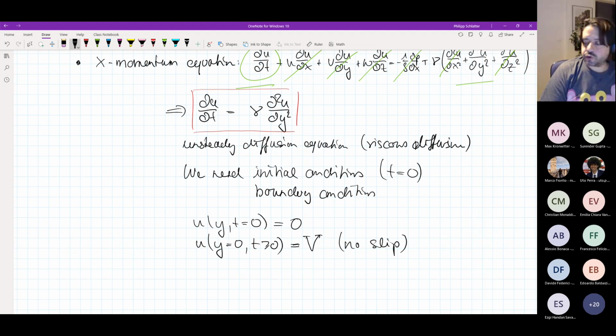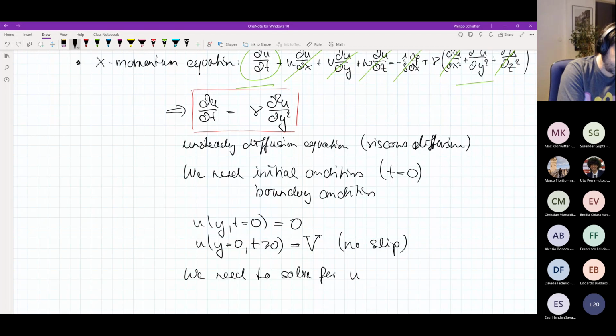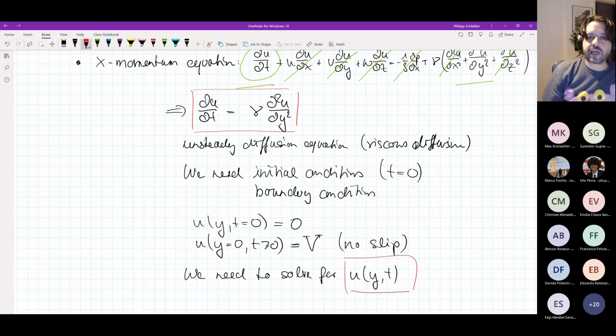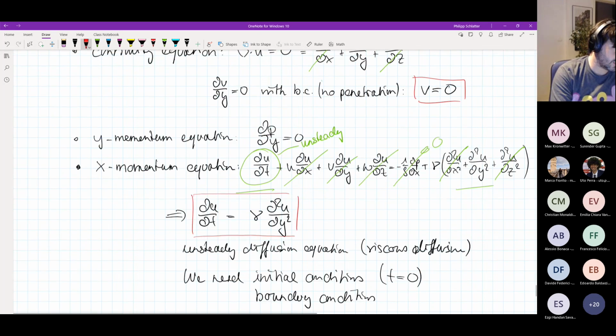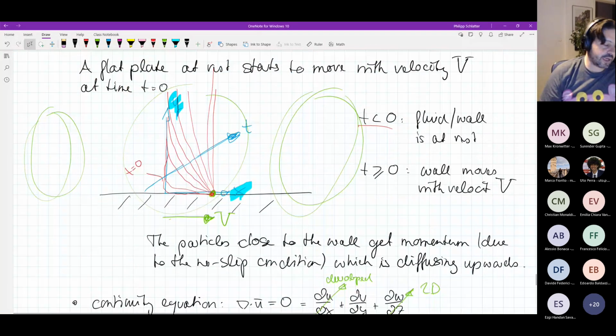So what we want to do at the end of the day is we want to solve for u as a function of y and t. So this is my unknown quantity that I would like to have as a function of y and as a function of t, subject to these boundary conditions here. And of course, the solution then should look something like what I have sketched here.